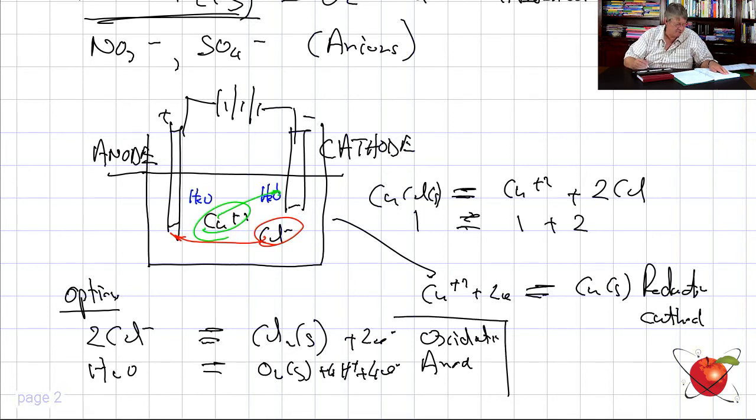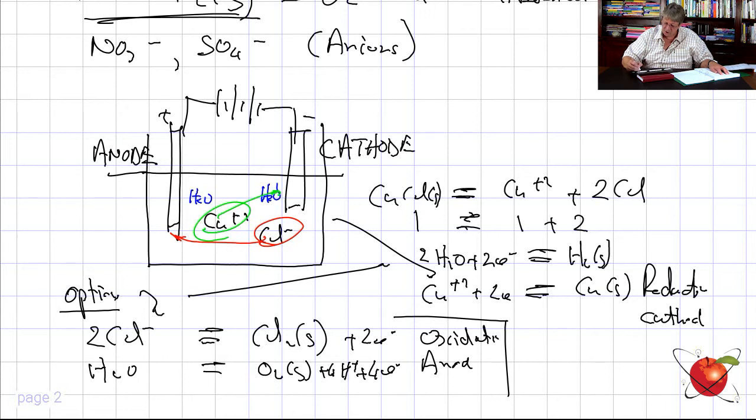I'll write it above. We've got 2H2O. This is the options. The 2H2O plus 2 electrons could also change to H2 gas plus 2OH minus. That's the water breaking down. So how do we decide?